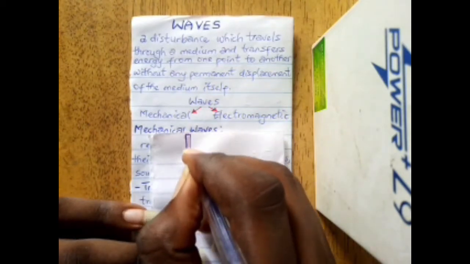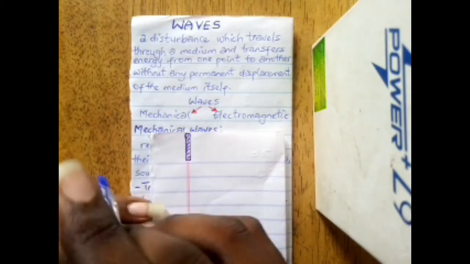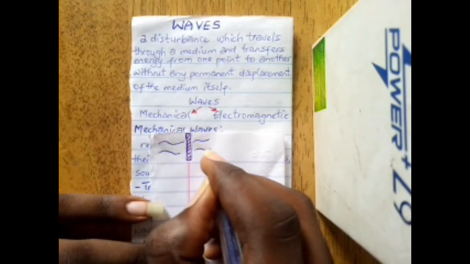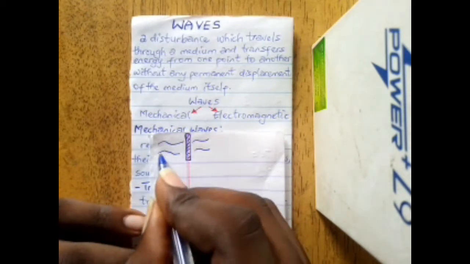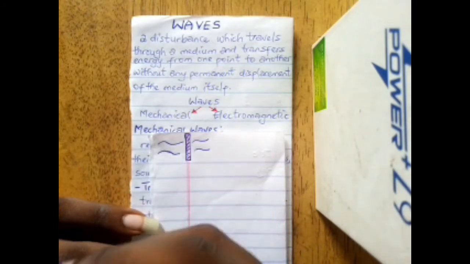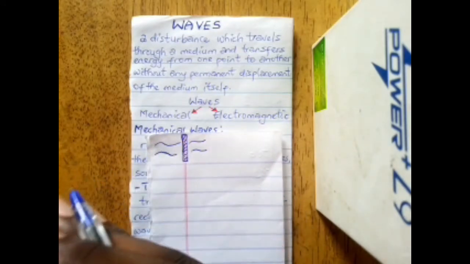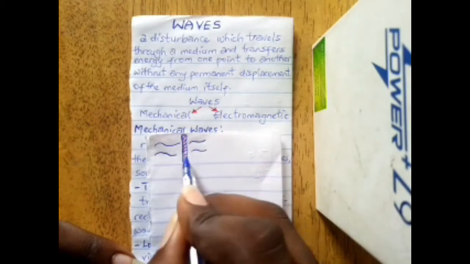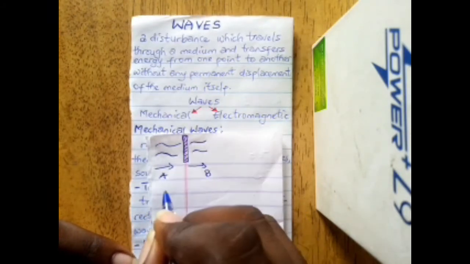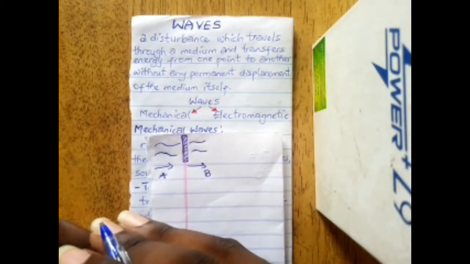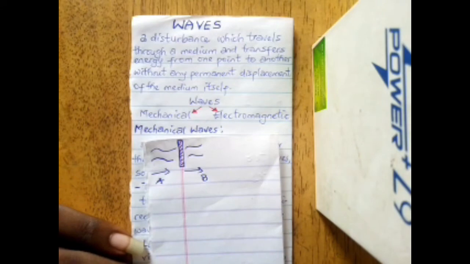Now, we have a medium. Let's take for example a partition. Waves are disturbances which pass through a medium without displacing the particles of that medium. Let's say this is an electromagnetic wave, which is a type of wave. On passing through this medium, probably through holes, through diffraction or various properties of waves, it comes out on the other side. It is noticed that the kinetic energy carried by this wave is transmitted from point A to point B without displacing the particles of this partition. So waves are disturbances which travel from one point to another without any permanent displacement of the medium itself.